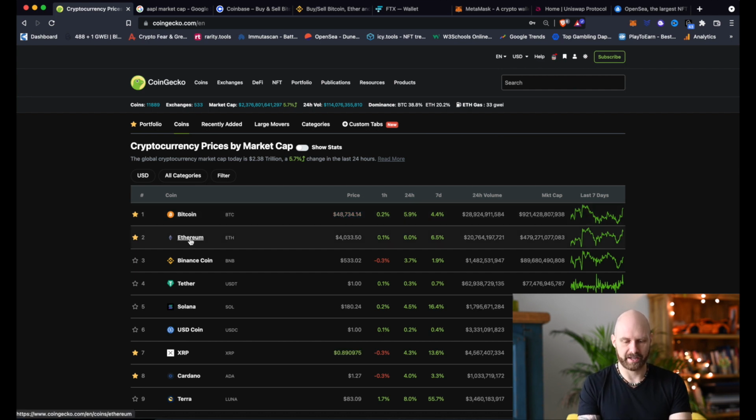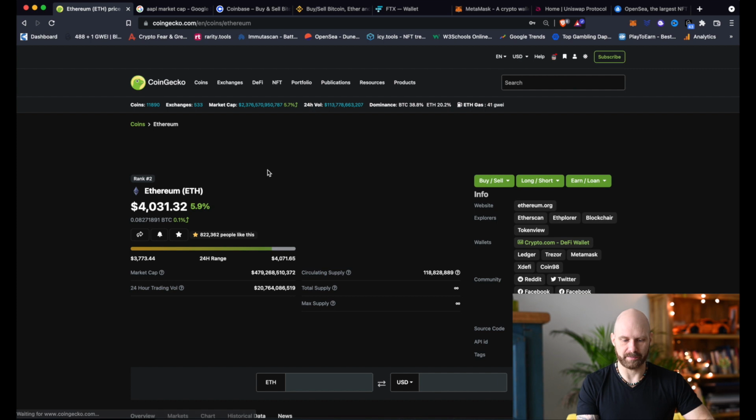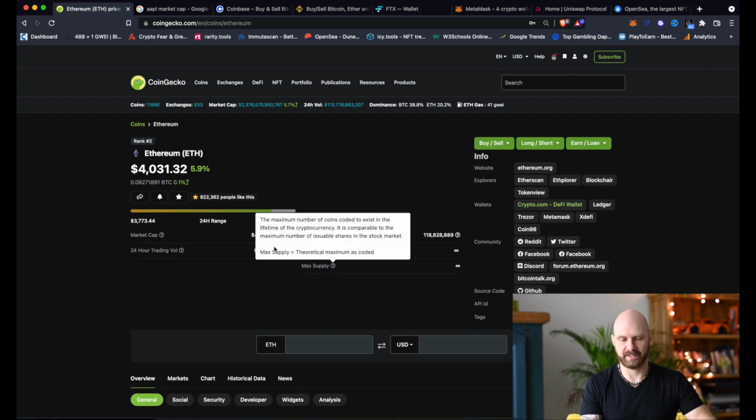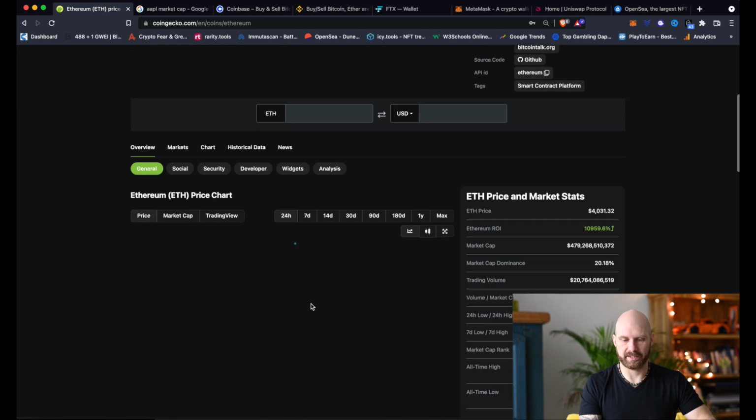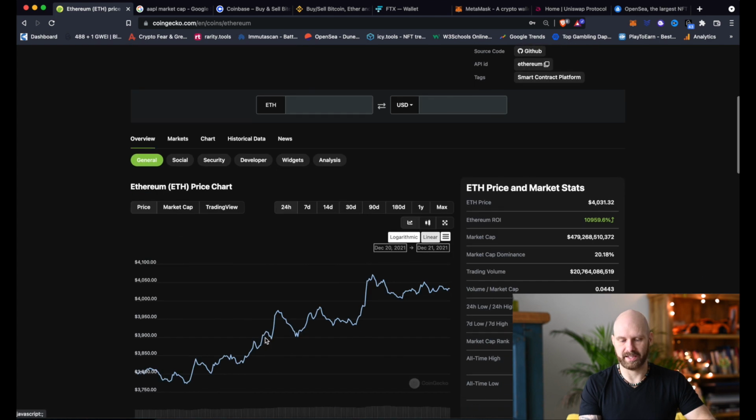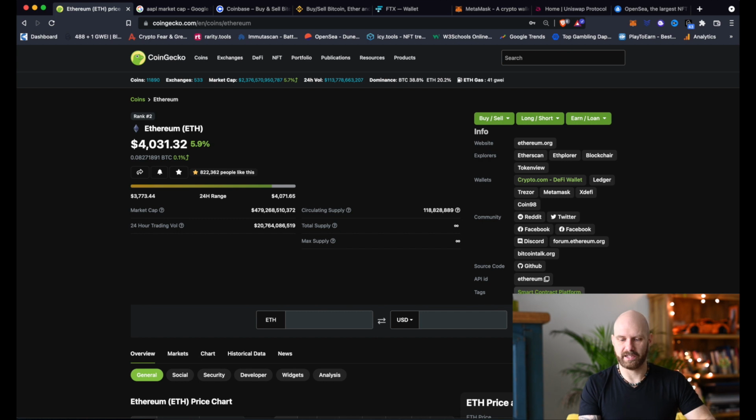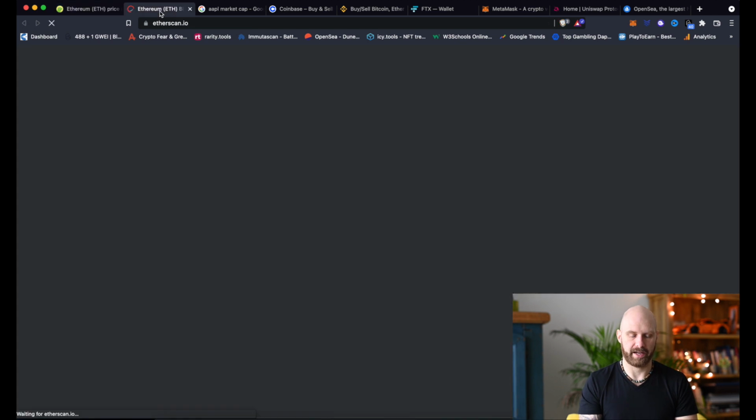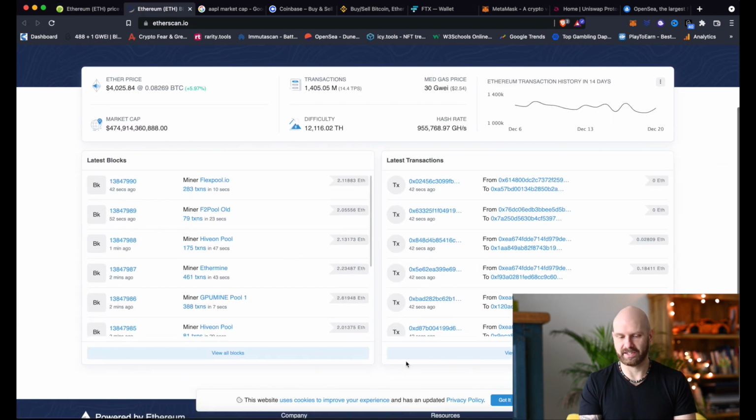But then when you click on a particular coin, you can get more information here. You can see the market cap, you can see the circulating supply, you can see how the price changed, and so on. But this section here is quite important because it will tell you what the website of the project is. You can see on what explorers you can see transactions. For example, you can go to Etherscan and see all the transactions that are happening on the Ethereum blockchain.